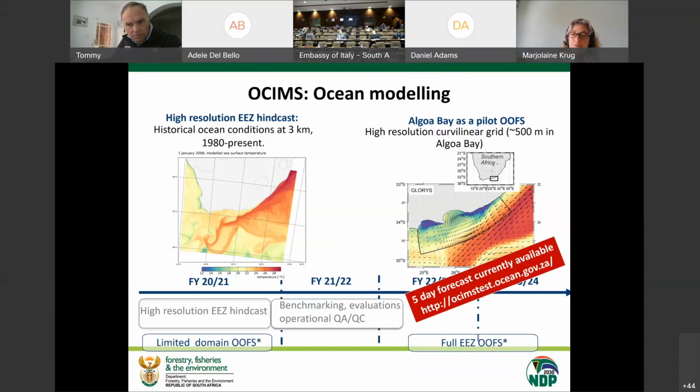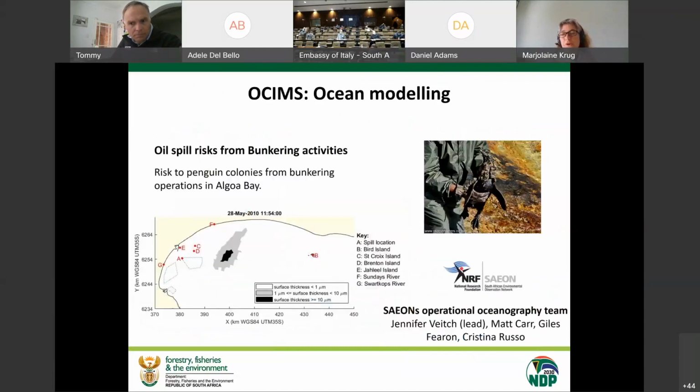The high resolution model can also support us in mitigating pollution risk. For example, in the area where the forecast is provided, we have bunkering operations happening very close to a penguin colony. And at the moment, what we do is we routinely deploy virtual particles in the model to track what would be the impact of an oil spill in the sites where the bunkering is taking place and where the oil would go. So this is something also to help us mitigate risk around the coastline.